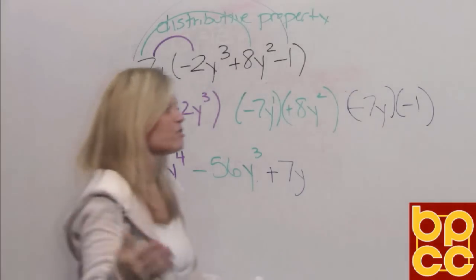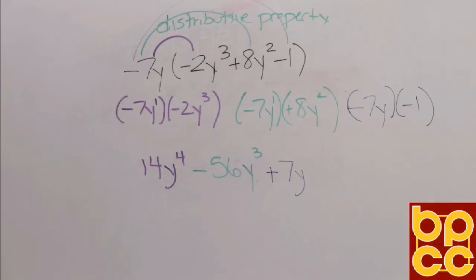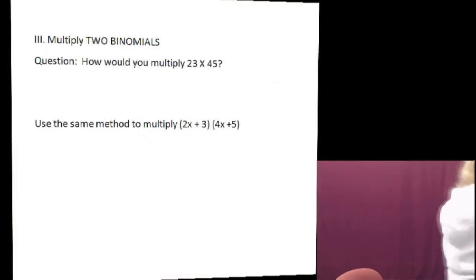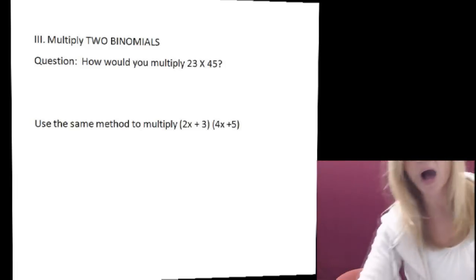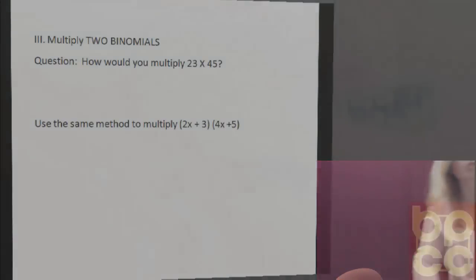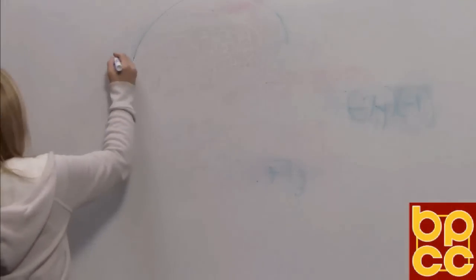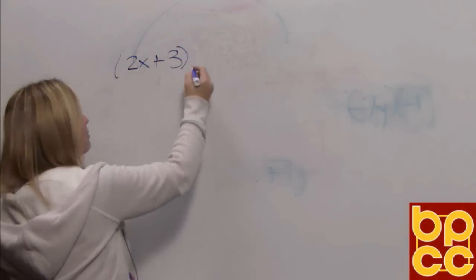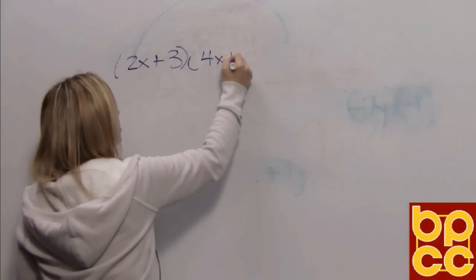Now we have to learn another way to multiply in algebra. And this way is going to be very important throughout our college math career. We have to multiply today binomials. What does the definition of bi mean? If you recall, bi means 2 parts. So I want to multiply these 2 terms. I want to multiply the binomial 2x plus 3 times the binomial 4x plus 5.